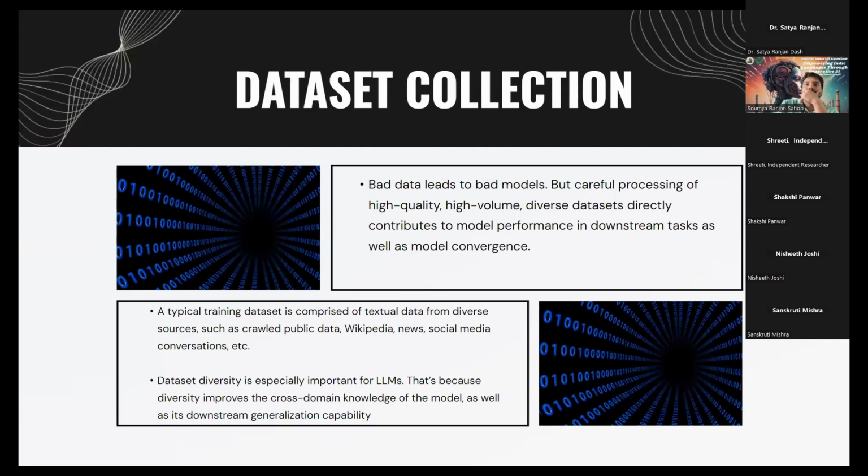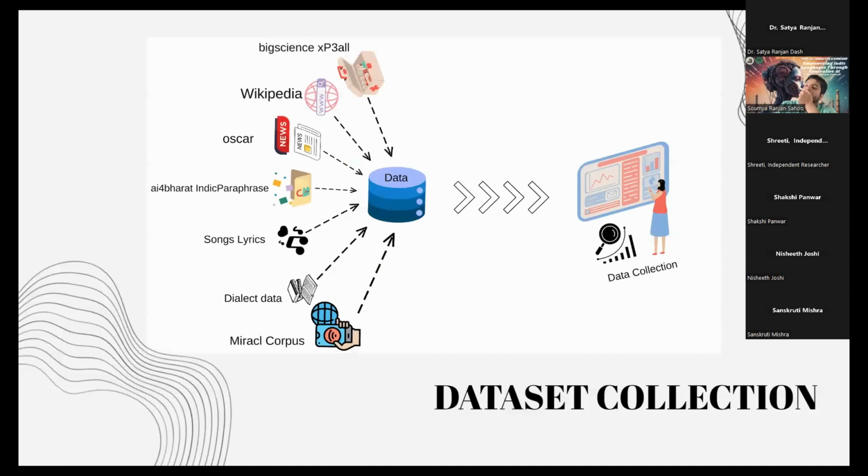The main perspective is the dataset collection for LLMs. We know that bad data leads to bad models, and good data leads to good models. Carefully processed, high quality, high volume, diverse datasets directly contribute to model performance in downstream tasks as well as model convergence. Typically, the training dataset comprises textual data from diverse sources such as Wikipedia, news, social media, and other platforms. Dataset diversity is especially important for LLMs because diversity improves the cross-domain knowledge of the model as well as downstream generalization capacity.